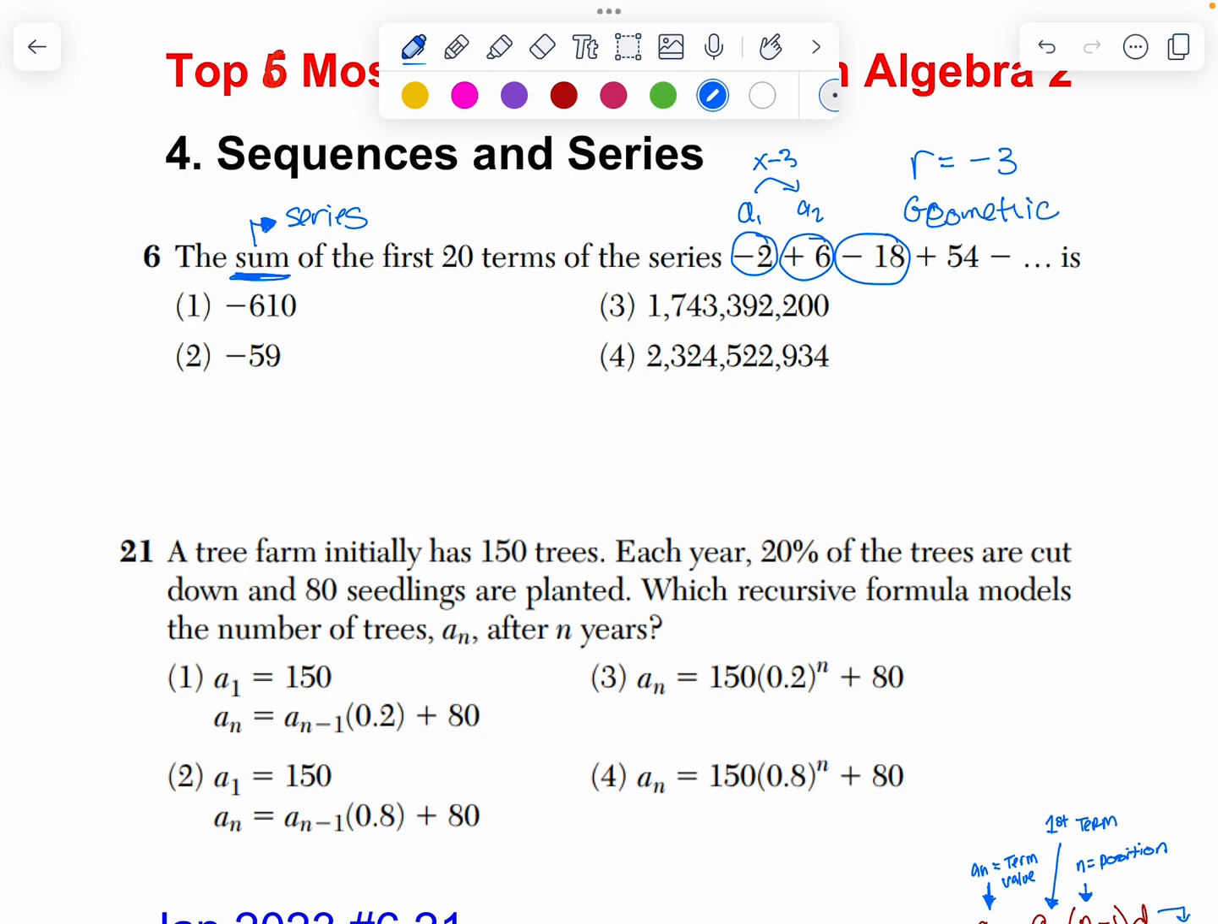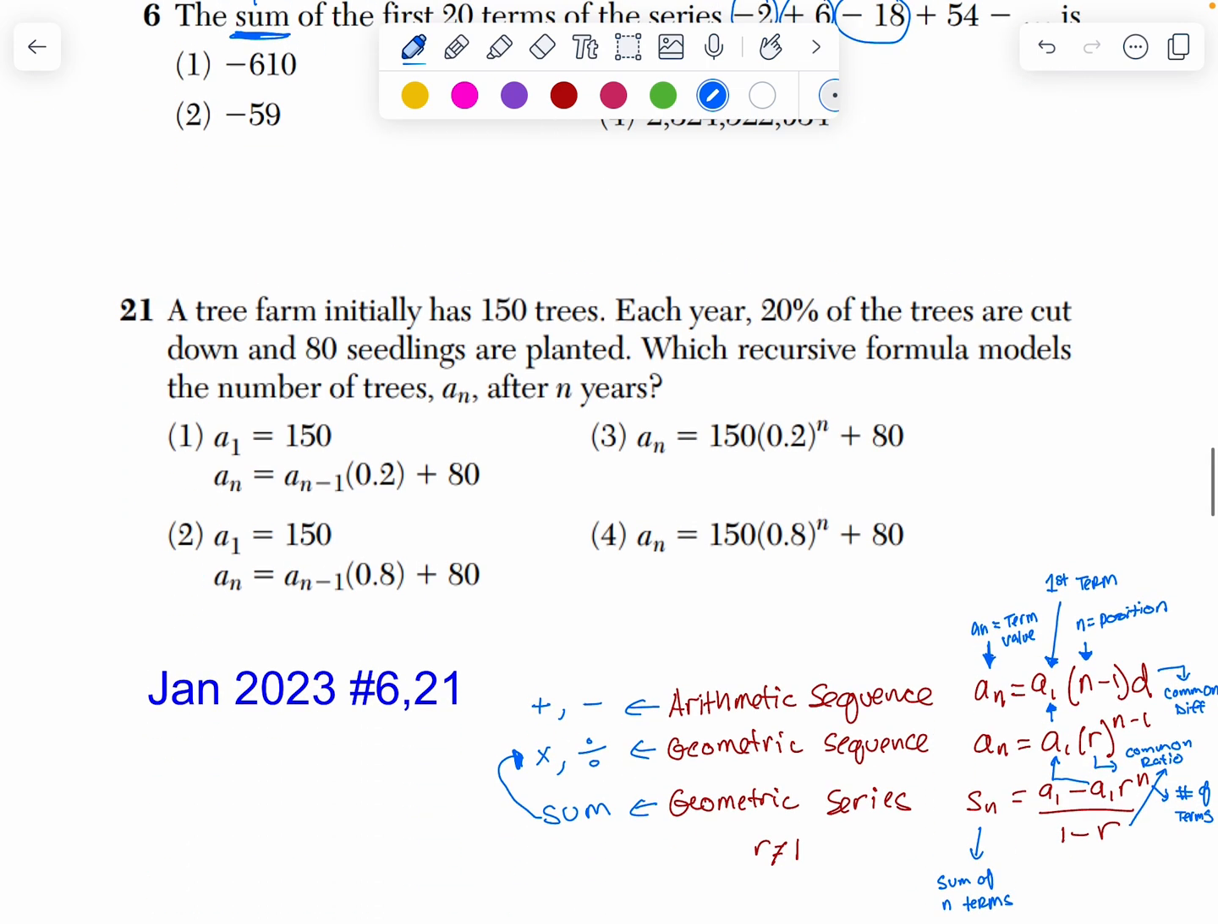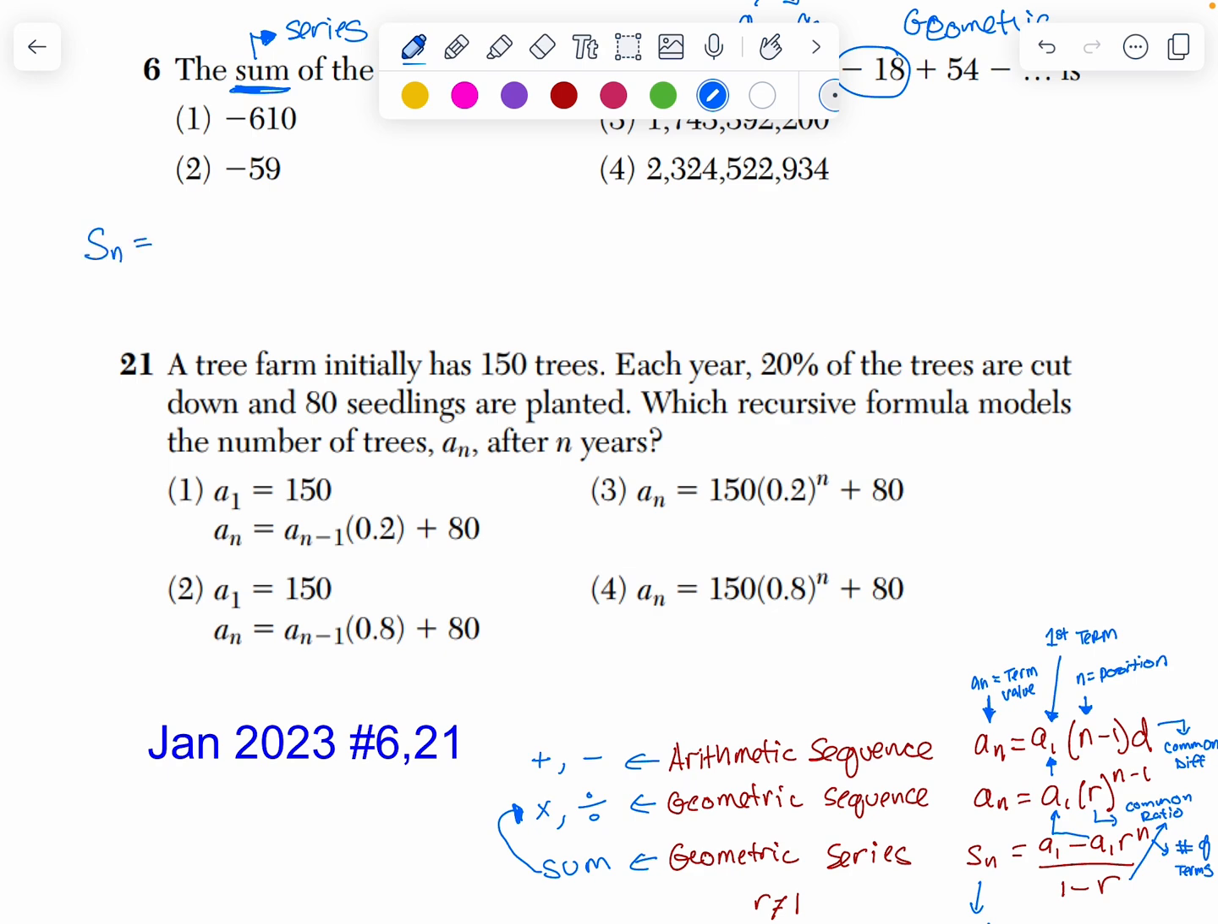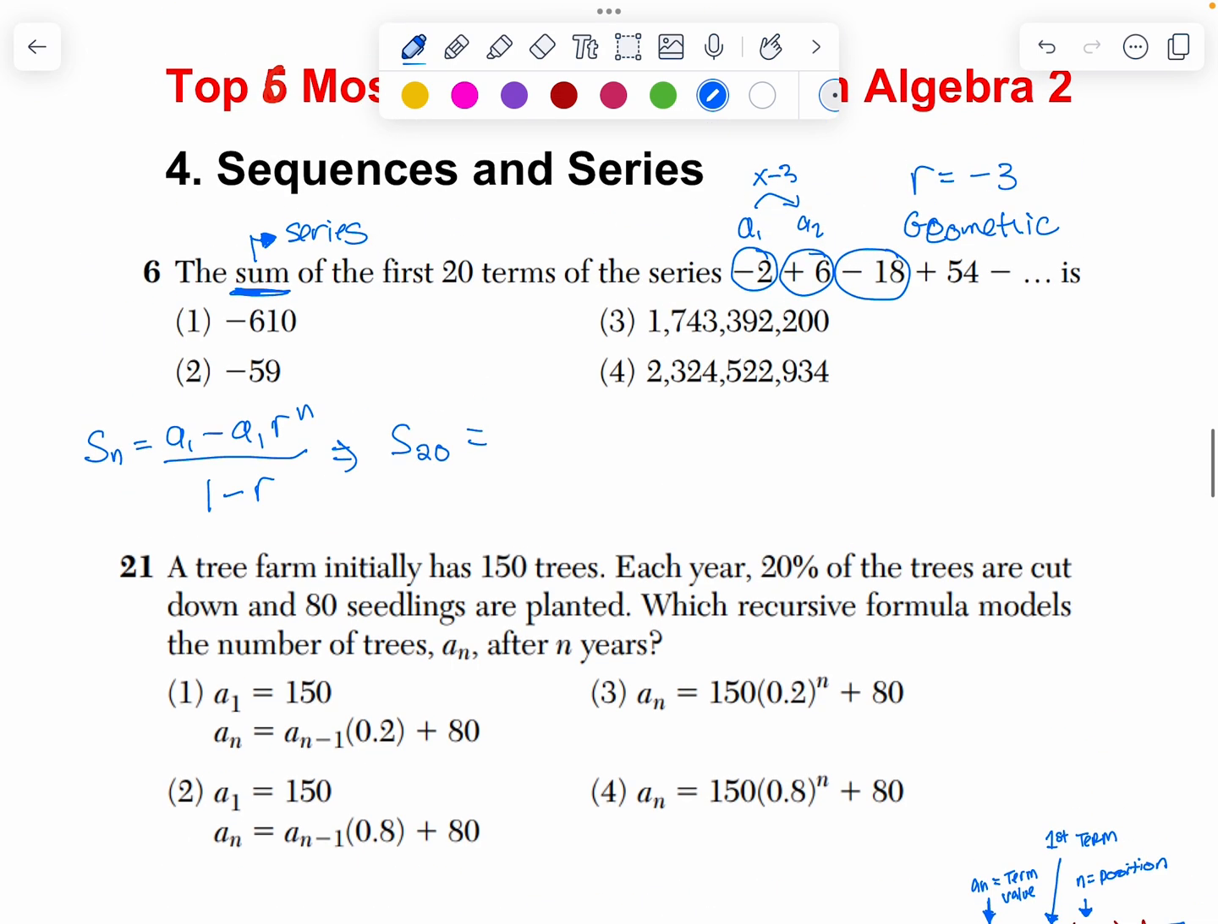Okay, now there's two ways to find this sum. The first way is using the formula from down here. Okay, S sub n is equal to A1 minus A1 r to the nth power all over 1 minus r. So what are we doing? We're plugging in values. So the sum of the first 20 terms is equal to my A1 value, which in this case is negative 2, minus negative 2 times negative 3, my common ratio, raised to the 20th power all over 1 minus a negative 3.